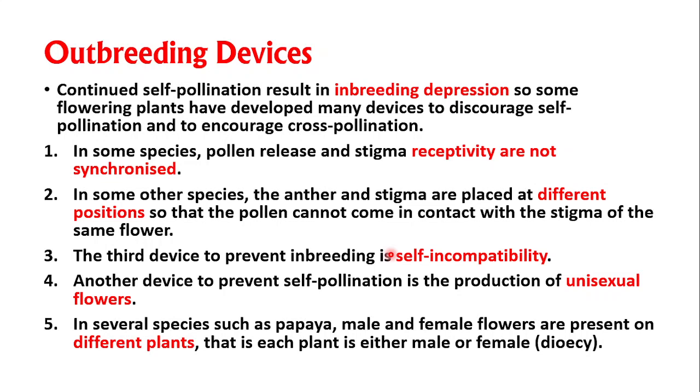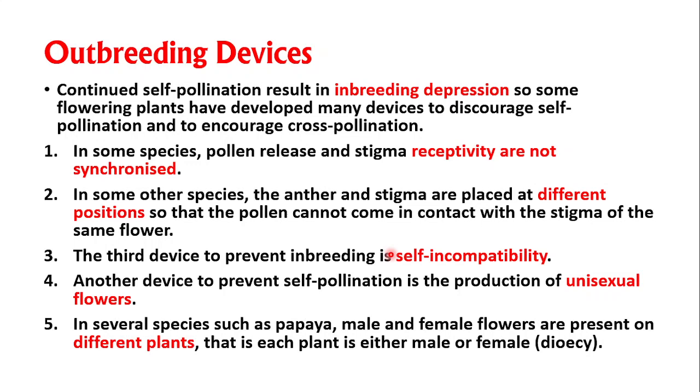So an example is the papaya plant. In case of papaya, male and female flowers are present on completely different plants. That is, each plant is either male or female. That is called dioecious. Whether the plant will have either the male reproductive part or else the female reproductive part. Is that clear? So that is how it will be.